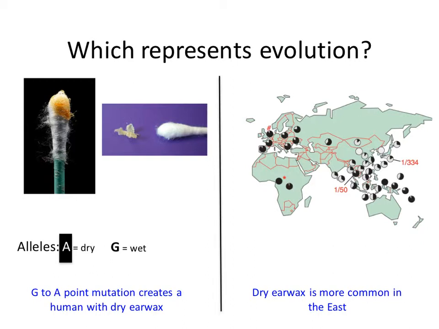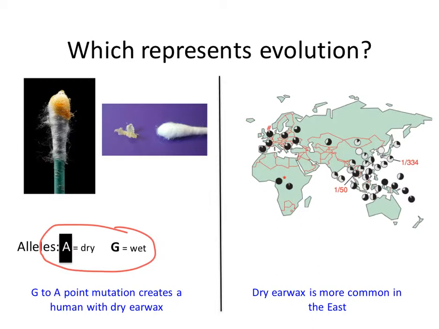There's a single gene in our genome where a single point mutation, you either have an A nucleotide or a G nucleotide at that spot in that gene. If you have an A, you produce dry earwax. If you have a G, you produce wet earwax. So I only use this because it's a simple example of how a single mutation can cause a change in a trait. So this is a fact. You have an A in this gene, you produce dry earwax. If you have a G, you produce wet earwax.